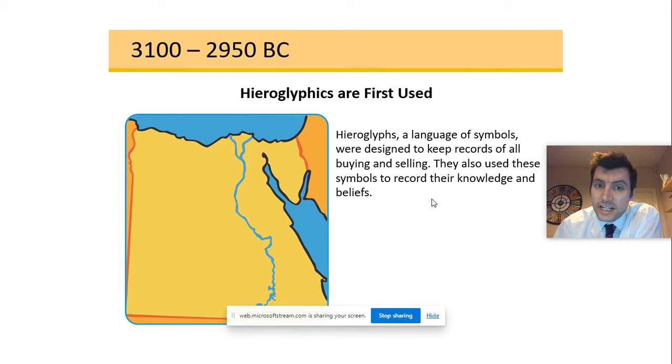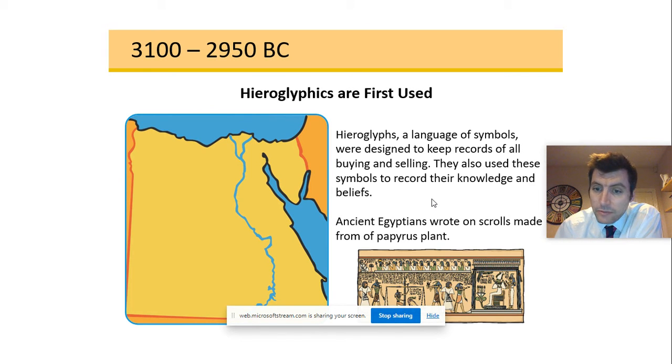Now, within that period, initially, hieroglyphics were used 5,000 years ago. It's a way of recording things and a way that some people communicated. And people wrote on these papyrus plants, and we'll look at these later in the unit.